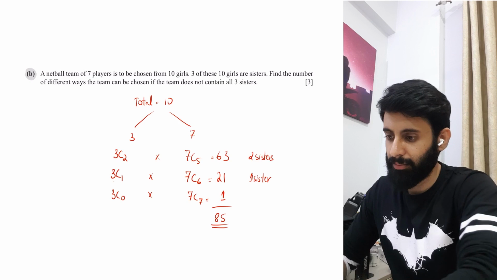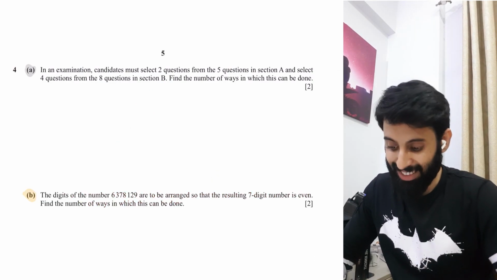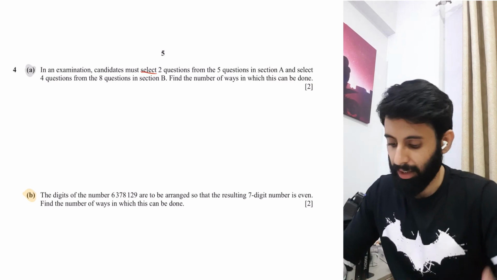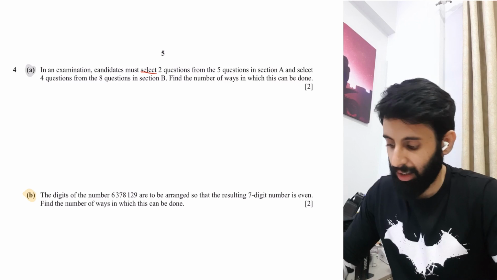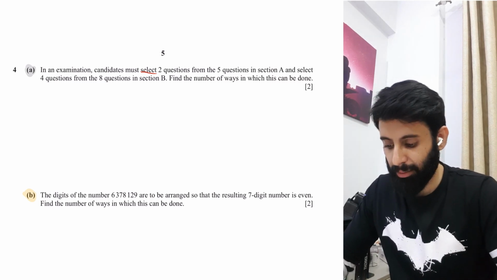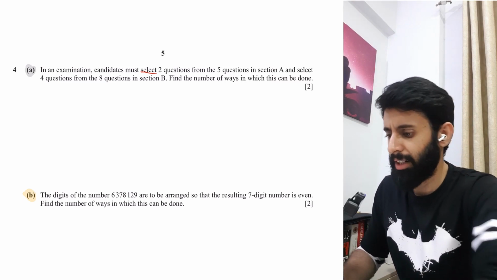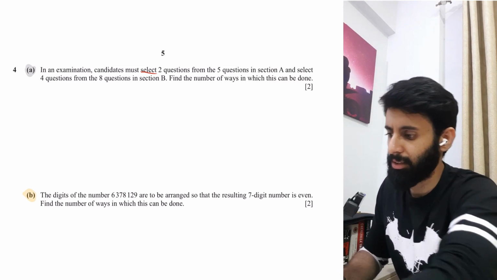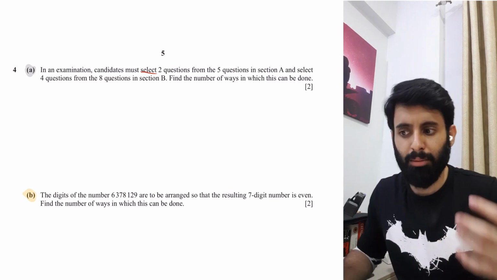Make sure that you read the question again and again so that you know exactly what you're dealing with, and then attempt the question. Now we're dealing with question number 4, which says in an examination candidates must select, so I'd definitely highlight or underline the word select, 2 questions from the 5 questions in section A, and select 4 questions from the 8 questions in section B. Find the number of different ways this can be done. This is talking about selecting objects with restrictions.